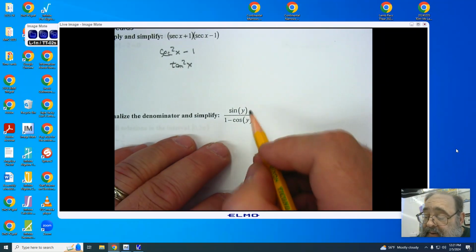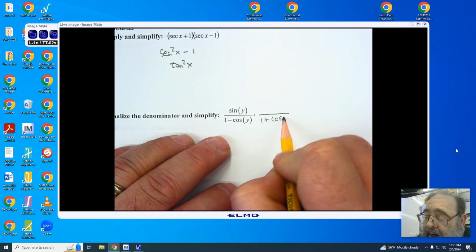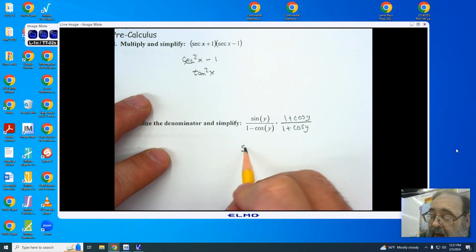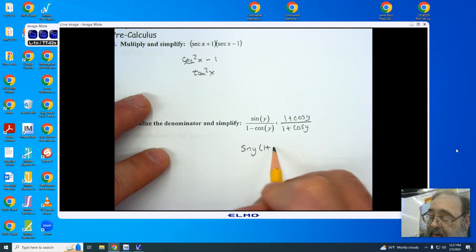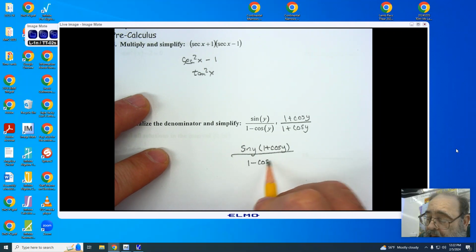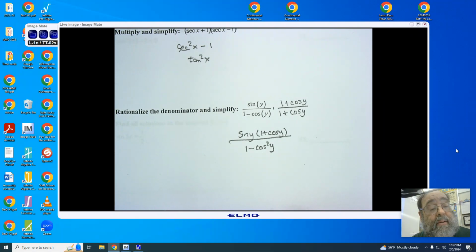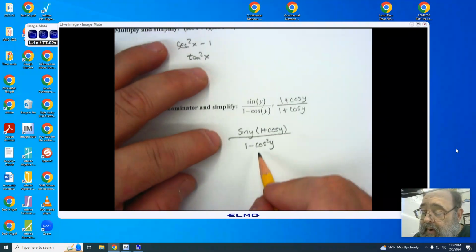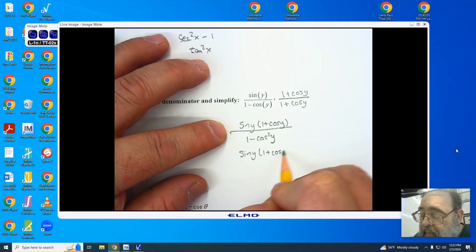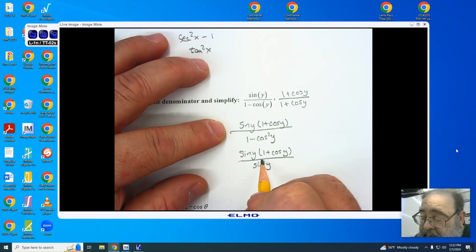Rationalizing the denominator and then simplifying, I want to multiply by my conjugate pair, 1 plus cosine of y, 1 plus cosine of y. This is going to leave me with the sine of y, 1 plus cosine of y, divided by 1 minus cosine squared of y. This is the opposite, so let's just actually do a direct replacement. Sine of y, 1 plus cosine of y, and I have sine squared of y, which will reduce.